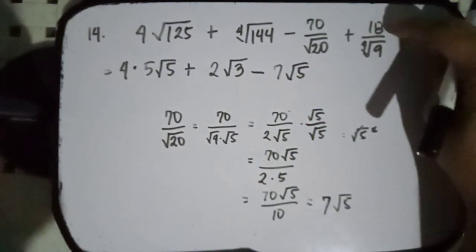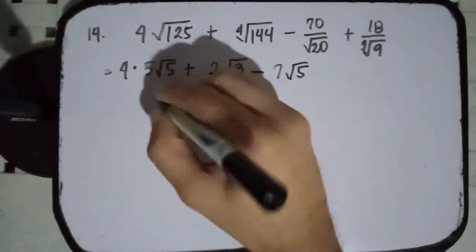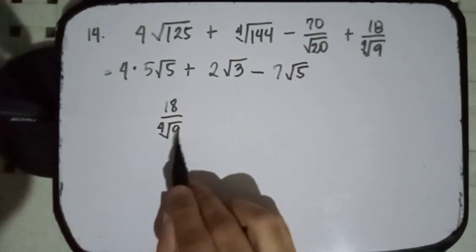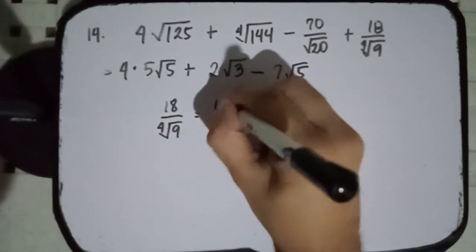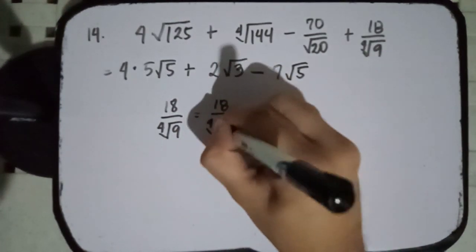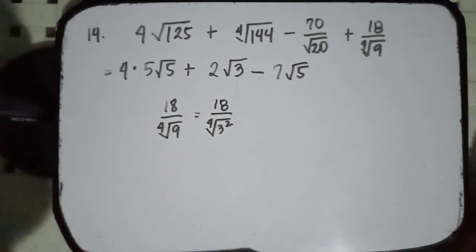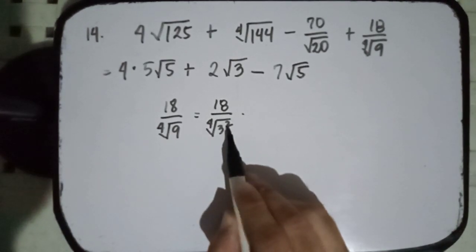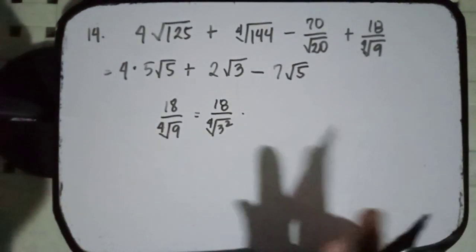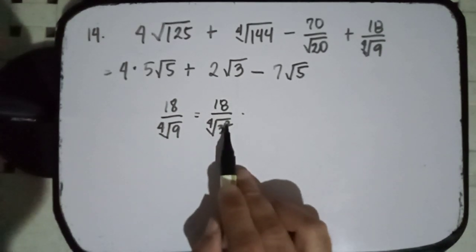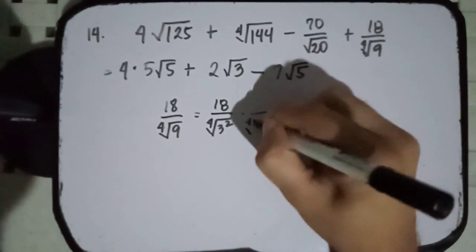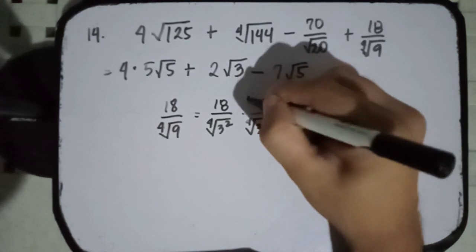And then for the last one, 18 over 4th root of 9. Yung 9, pwede natin gawing 3 squared. So 18 over 4th root of 3 squared. Okay? And then i-rationalize natin to. So 4 ang index, 2 yung exponent. Kailangan pa natin ng dalawa pa para maging 4 na yung exponent. So we have to multiply both numerator and denominator by 4th root of 3 squared.